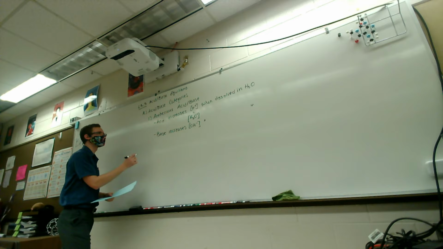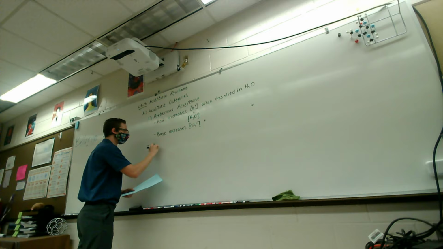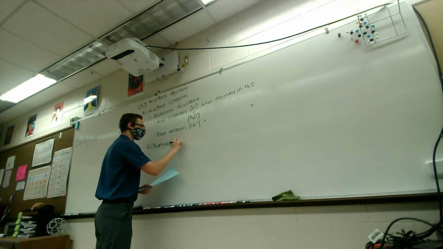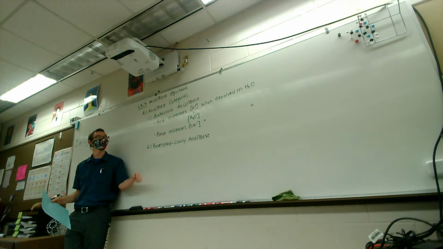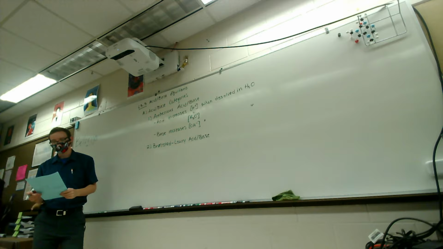The second one, which you're already familiar with, is the Brønsted-Lowry acid-base. This one is specific to ACE. They really like this one. ACE doesn't really care about Arrhenius acids, but AP does. And it's good to know that they're different.